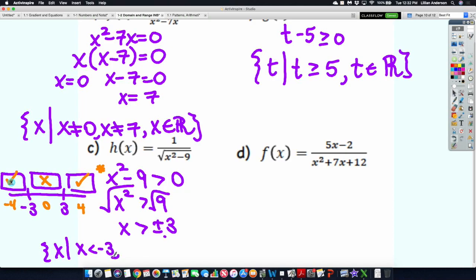Less than -3. How do I represent all the values that are greater than 3? And of course, x is an element of all real numbers.